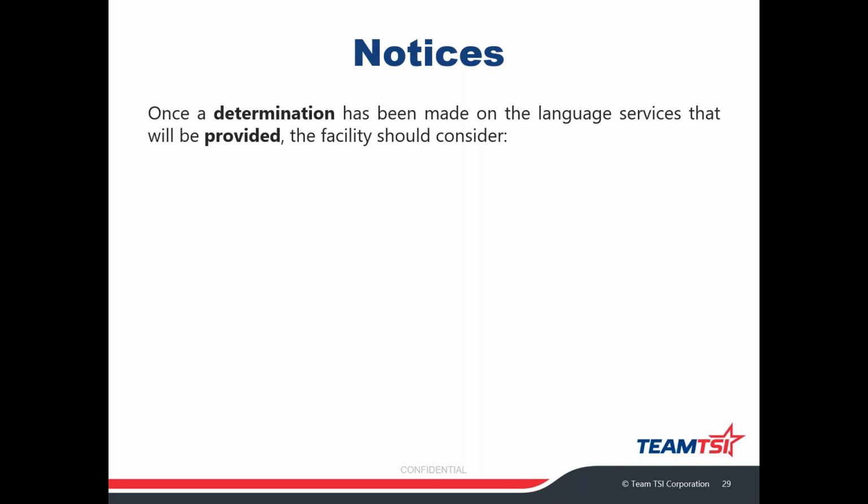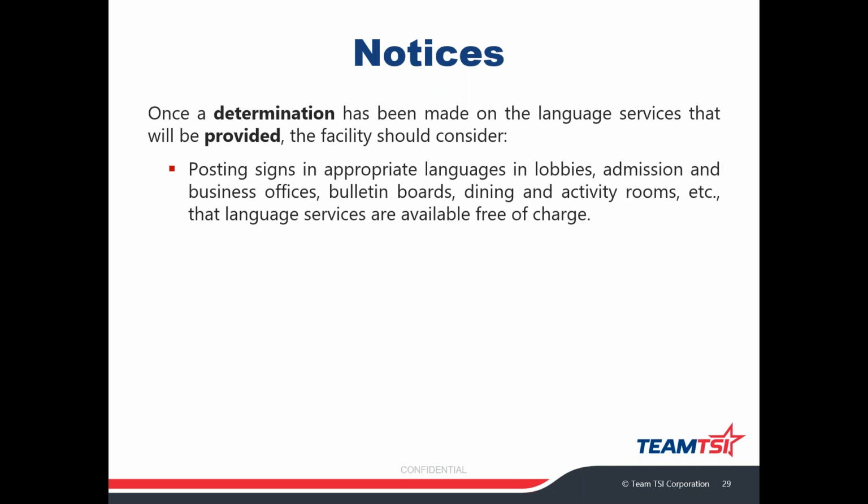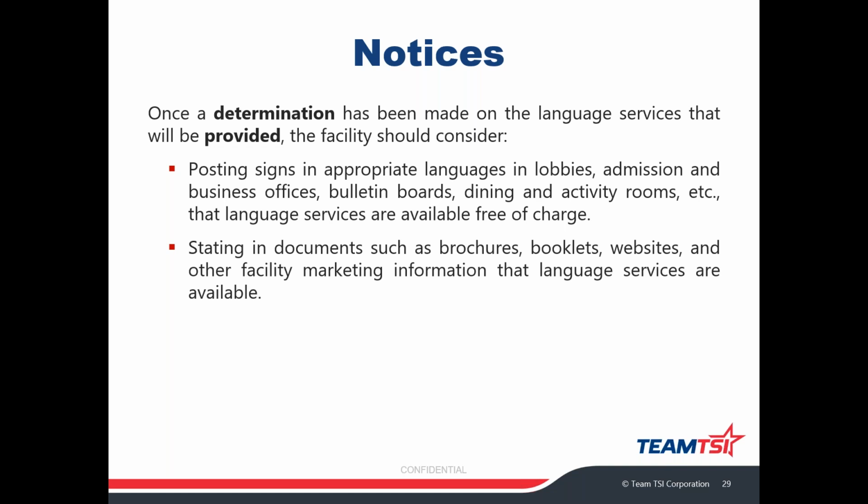The other thing that we look at quickly is notices. Even in the previous version, we had all of these notices that we had to provide. But under this one, once a determination has been made on the language services that will be provided, you should consider these things: posting signs in appropriate languages in lobbies, admission and business offices. Where am I going to post these signs? You're not going to have to post the 15 different languages. What you want to look at is from your factor number 1 and factor number 2, how many languages do we encounter? And we look at that information. And that's the different types of languages and where you post them, the different notices.